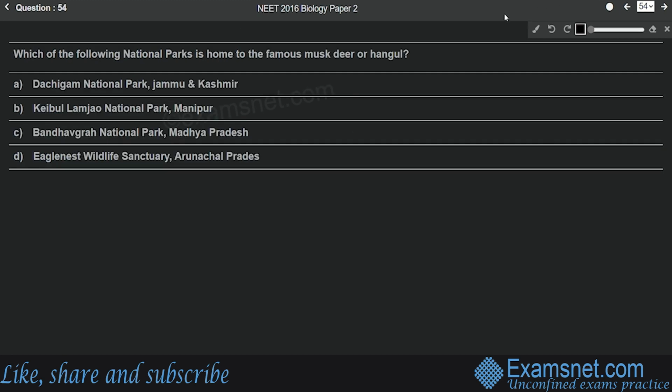Question number 54 is from the chapter Biodiversity and Conservation, and the question is: which of the following national parks is home to famous musk deer or hangul? Options are Dachigam National Park, Jammu and Kashmir; Keibul Lamjao National Park, Manipur; Bandhavgarh National Park, Madhya Pradesh; and Eaglenest Wildlife Sanctuary, Arunachal Pradesh. So national parks, we know that national parks are in situ methods of conservation. So here it is asked about the national park which is home to musk deer or hangul. So the correct answer will be option number A, Dachigam National Park, Jammu and Kashmir.